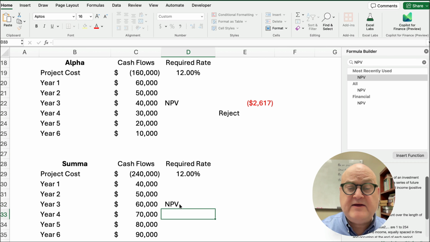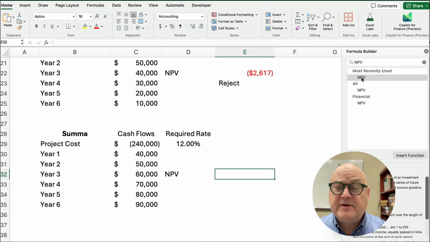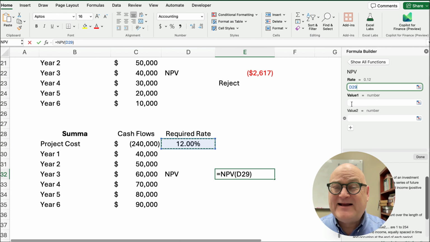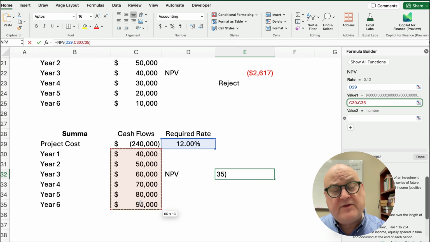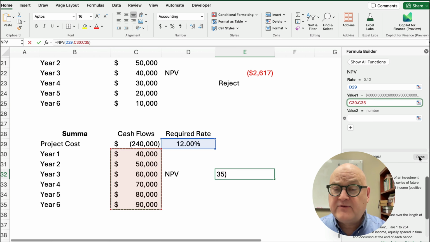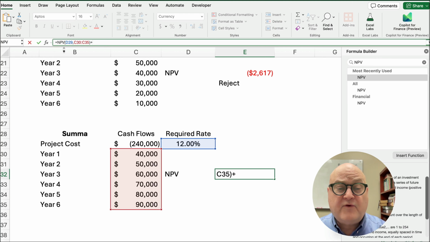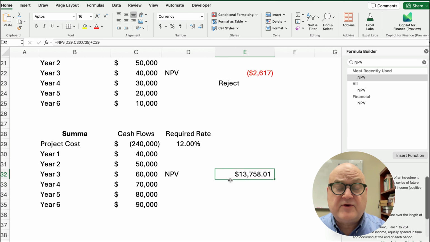Calculate the NPV here. The way we do this is I already have my formula builder set up. I'm going to do net present value. I need to point to the rate, which is 12%, and I'm going to point to my cash flows, all the year 1 through year 6 cash flows. I'm going to hit enter, and that's 253,000. Then I'm going to subtract out the 240. So our present value is 253, but our net present value is 13,000.